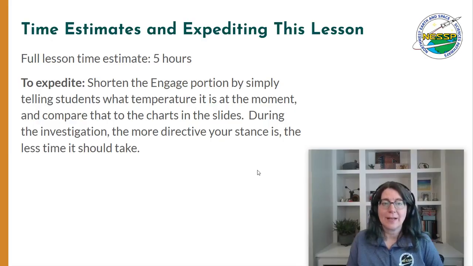Time estimates and expediting. The full time estimate for this lesson is about 5 hours. A lot of that will depend on the complexity of the experiment that your students are planning and carrying out. So there are some opportunities to shorten this engage portion of the lesson and do less than is fully described. You'll have to check out the lesson plan for some ideas on that.